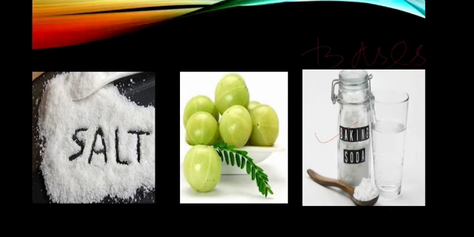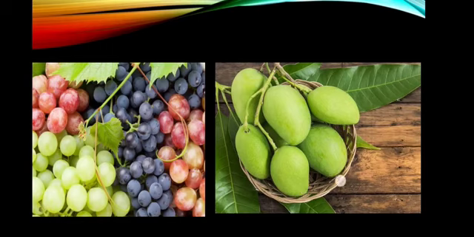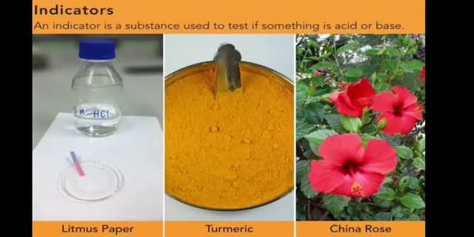If we cannot taste every substance, how do we find its nature? Children, it is not possible to taste all the substances. Why? Because some of them may be toxic. Then the question is, how can we identify whether the given substance is acid or base? Let us see.